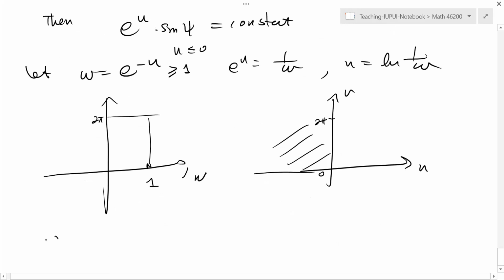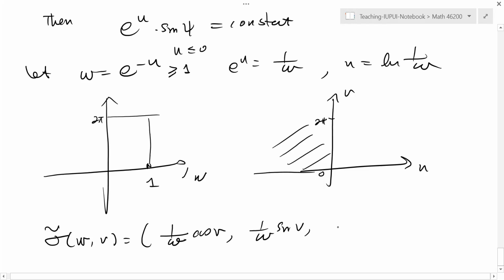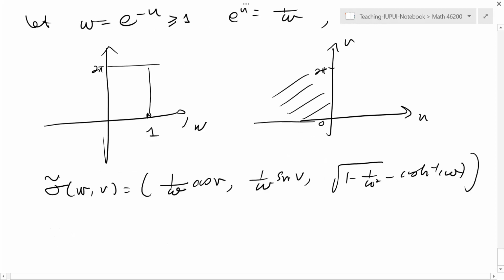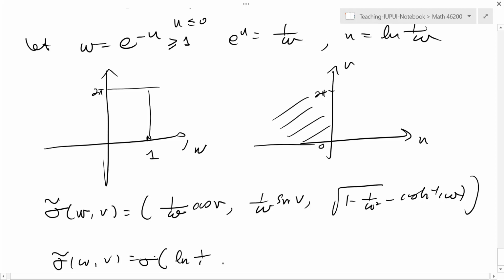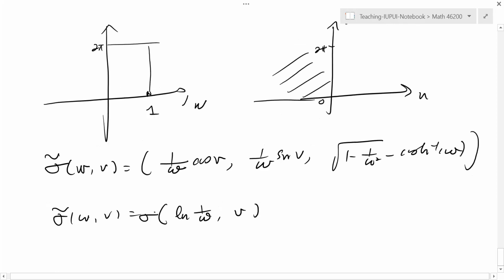Now, if you use this substitution, what do you get? I'm going to use this (w, v) parameterization. That will be sigma tilde of w, v equals (1 over w cosine v, 1 over w sine v, and the square root of 1 minus 1 over w squared minus the inverse hyperbolic cosine of w). That would be the new parameterization. How is it related to the older one? It's sigma of u equals natural log of 1 over w, and v. I believe that w should be greater than or equal to 1.